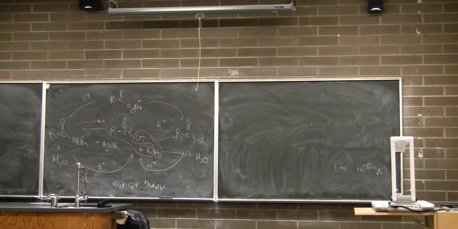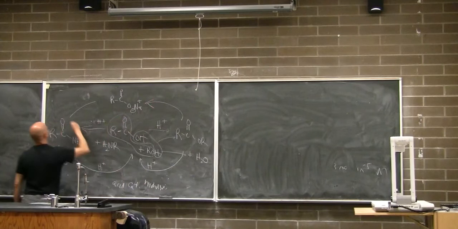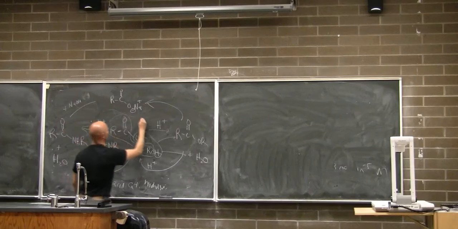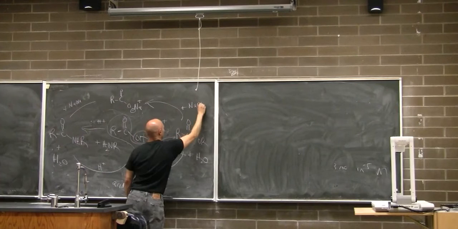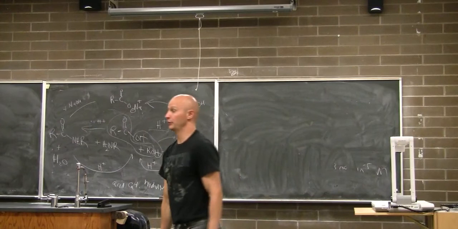So here we add NaOH. This is what we get for our final product, plus the alcohol or amine. And then on this one, we're going to also add NaOH. Does that make sense? That is the majority of that chapter.